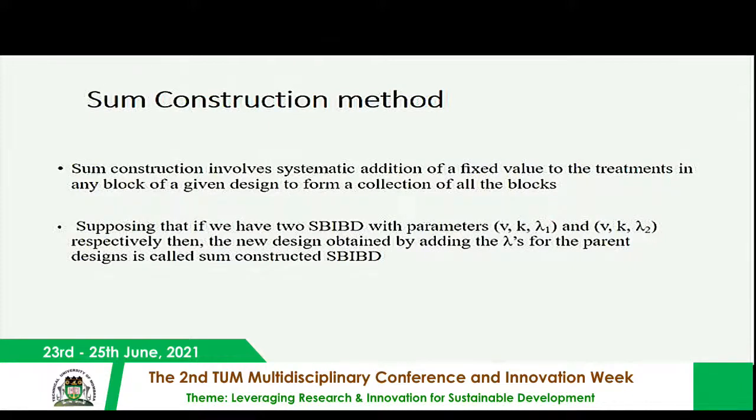Now, the theorem that necessitated this is the fact that if you are given a design whose parameters are V, K, and lambda 1, and another design whose parameters are V, K, and lambda 2, then we can use the summation of the values of lambdas, which is the number of times a pair of treatments appears in a given block, to come up with V, K, lambda 1 plus lambda 2 as a method known to construct new designs from existing ones. Of course, we are saying the two are existing, so you can get a new one from these.